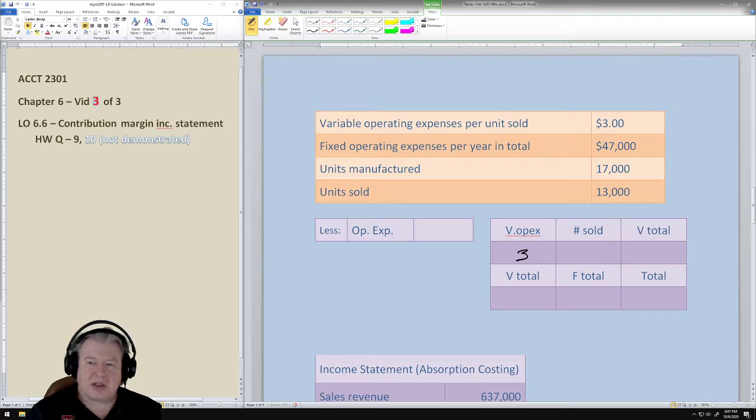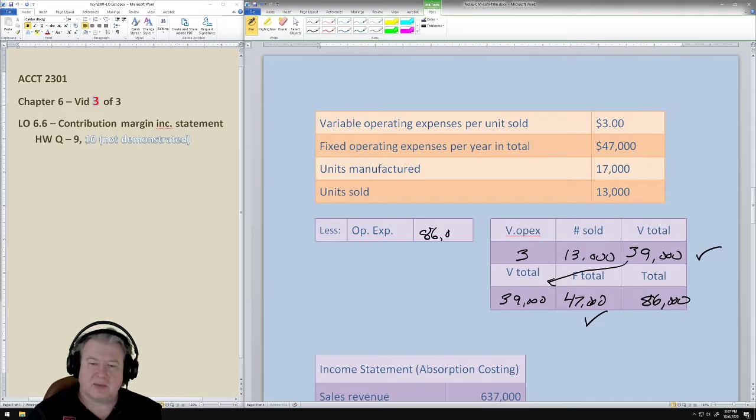So our variable operating expenses, well, we're given that number. And because operating expenses are based upon the number of units sold, we come up with 39,000 here. And the variable total, so this is just this number here. The variable portion is 39,000. The fixed portion is 47,000. So the operating expenses, we figured out the variable portion, we're given the fixed portion. We add those two together and we get 86. So our operating expenses are 86.